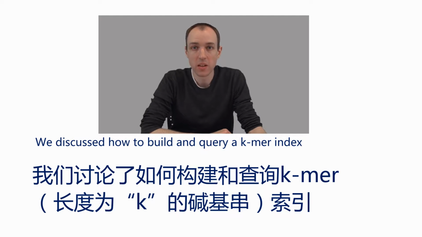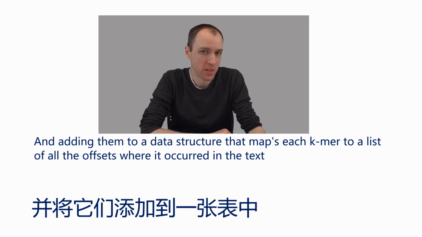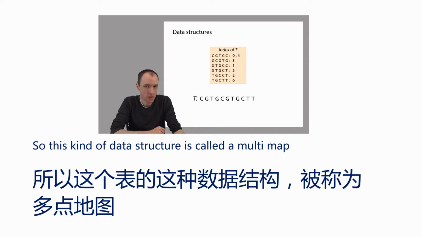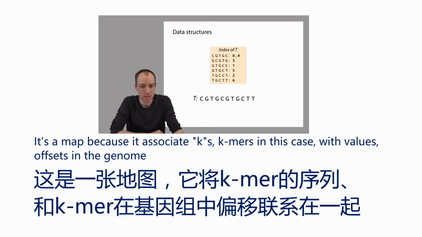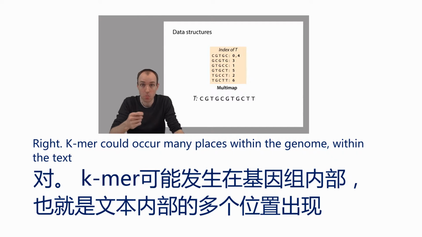We discussed how to build and query a k-mer index, an index that's built by taking all the k-mers of the text T and adding them to a data structure that maps each k-mer to a list of all the offsets where it occurred in the text. So this kind of data structure is called a multi-map. It's a map because it associates keys, k-mers in this case, with values, offsets in the genome. And it's a multi-map because a k-mer may be associated with many different offsets in the genome, right? A k-mer could occur many places within the genome, within the text.